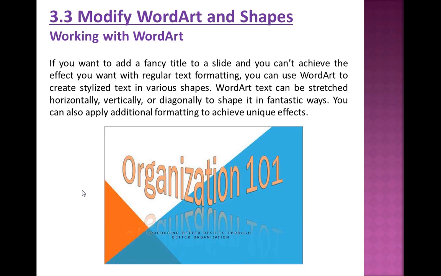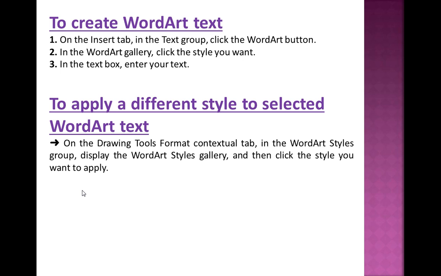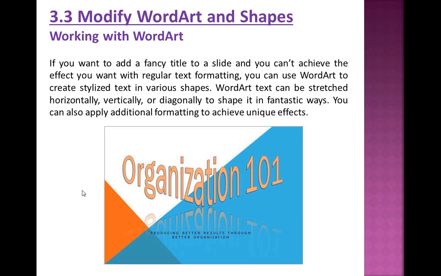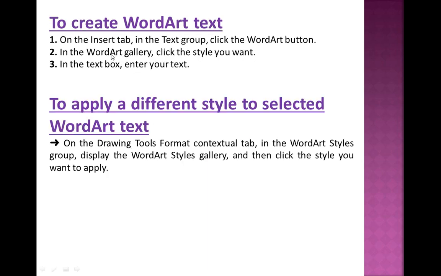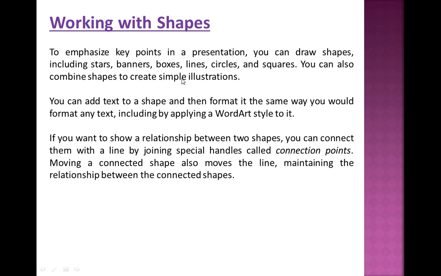Then how to modify, 3.3 is how to modify word art and shape. Means you can modify the shape or word art as per your requirement. This is an example of the word art. How to create? Go to the insert tab, click on the text group, click on the word art button, and click the style that you want. In the text box, enter your text.